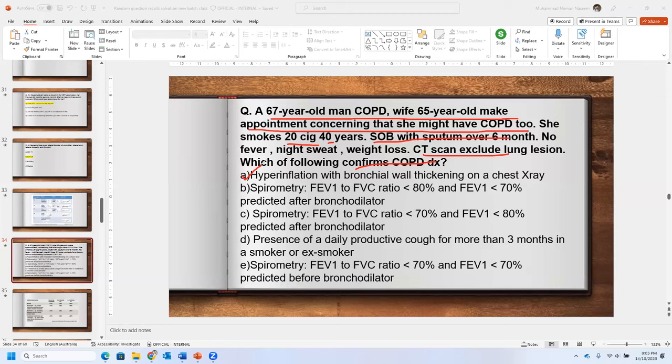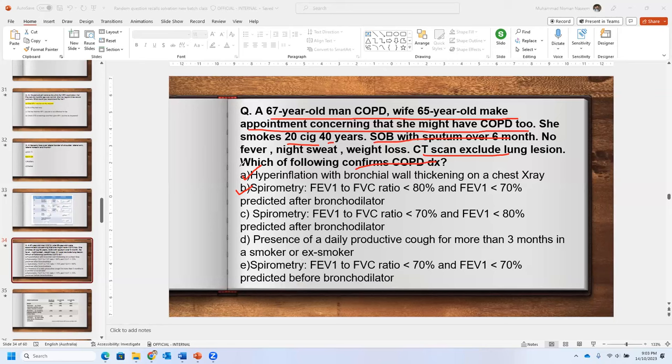Hyperinflation of the lung with bronchial wall thickening on a chest X-ray. Spirometry FEV1 to FVC ratio less than 80% and FEV1 less than 70% predicted after the bronchodilator. Spirometry FEV1 to FVC ratio less than 70% with FEV1 less than 80% of the predicted value after the bronchodilator. Presence of a daily productive cough for more than 3 months in a smoker or ex-smoker, spirometry FEV1 to FVC less than 70 and FEV1 less than 70% predicted before the bronchodilator.